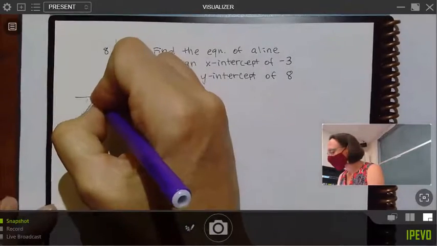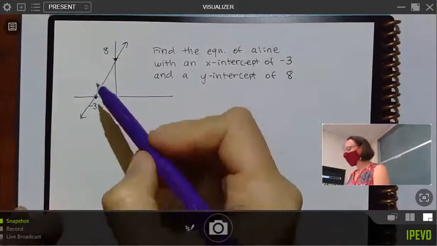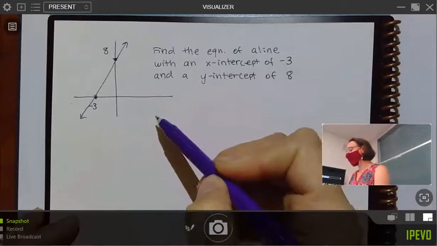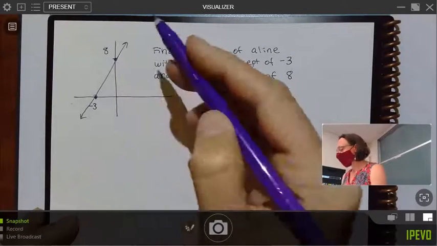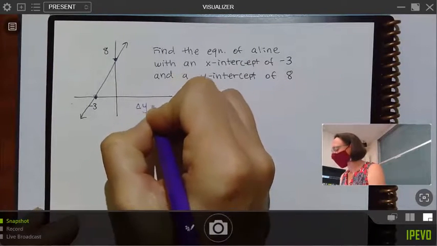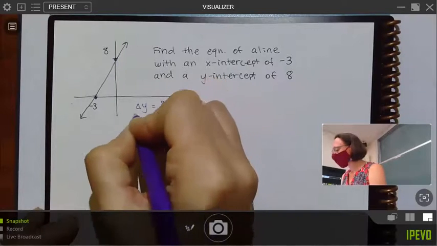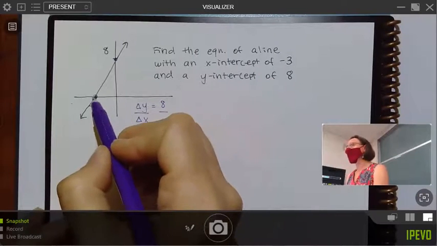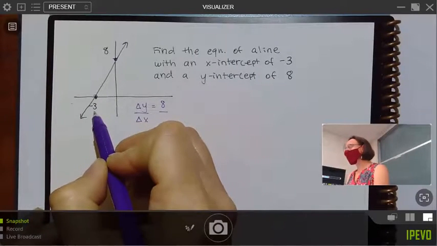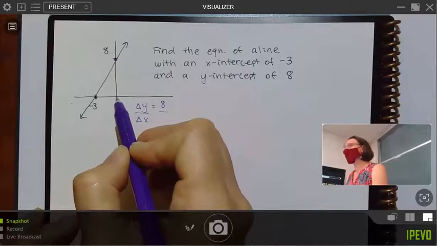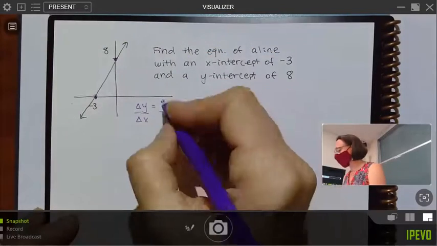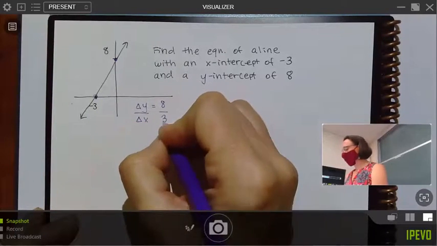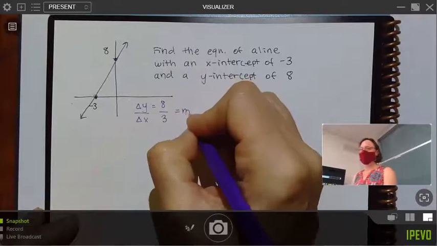As I move from left to right, I went from a y value of 0 because we're on the x-axis to a y value of 8. So my change in y was plus 8. Our change in x, as I move from left to right, I went from an x value of negative 3 to an x value of 0 because everything on the y-axis has an x value of 0. So I moved over 3 to the right. So my slope is 8/3.